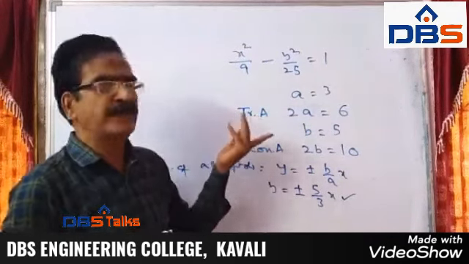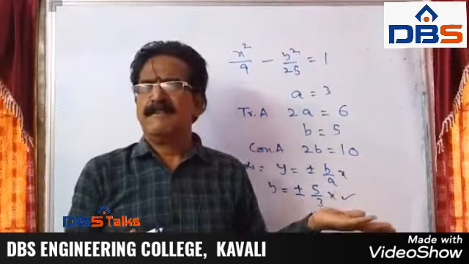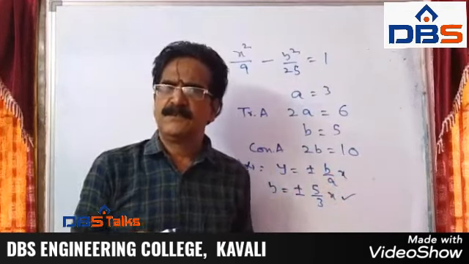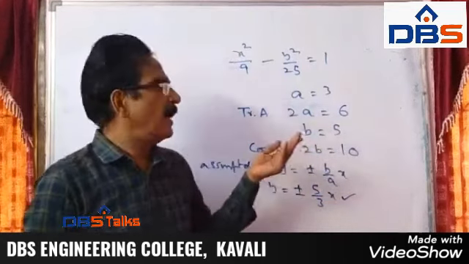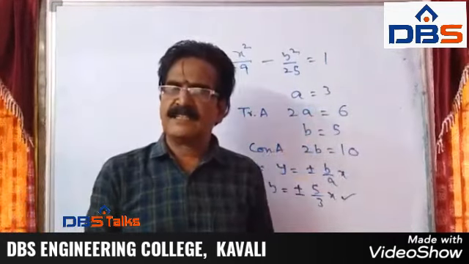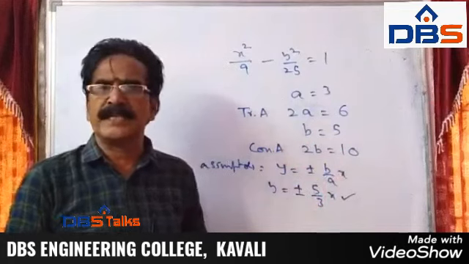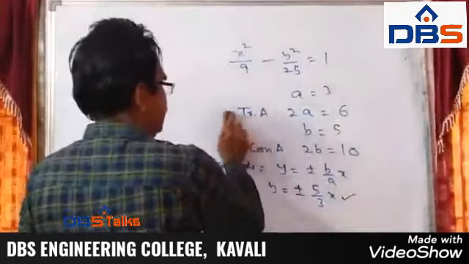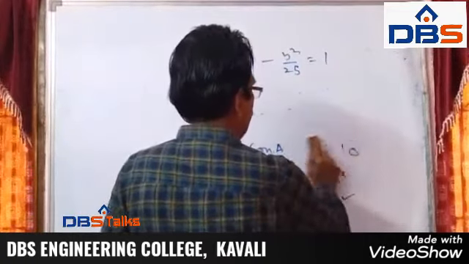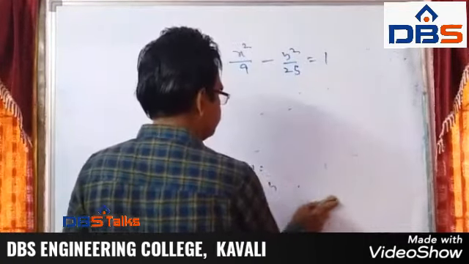Okay friends, so the basic things are vertices and foci, equations of the asymptotes, length of the transverse axis and length of the conjugate axis. Okay friends, let us see another type of hyperbola and find all these things.